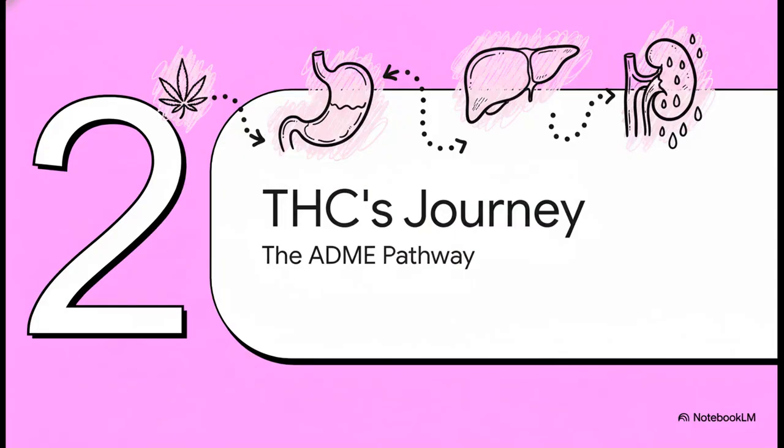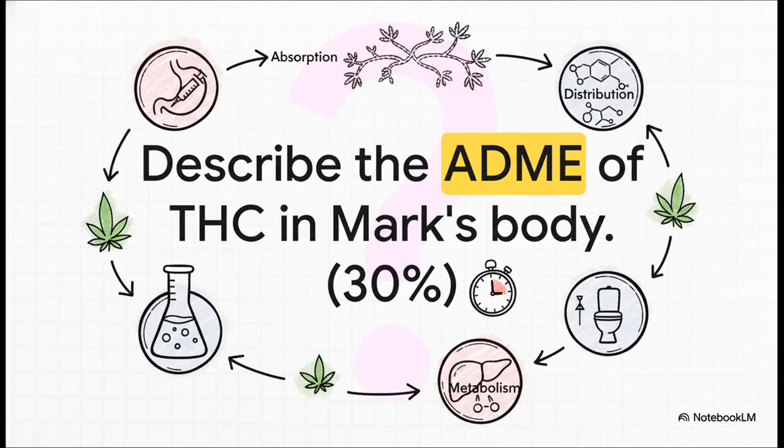Okay, now that we have the backstory, let's tackle the first part of this exam question. We are going to trace the entire journey of THC from the moment it was ingested to the moment it's excreted. This is the absolute core of toxicology, understanding what we call the ADME pathway. And here's the question. It's asking for a flowchart describing ADME. Now, that's an acronym for the 4 big stages: absorption, distribution, metabolism, and excretion. And look at that weighting, 30%. This is a huge chunk of the grade, so we are going to absolutely nail it.